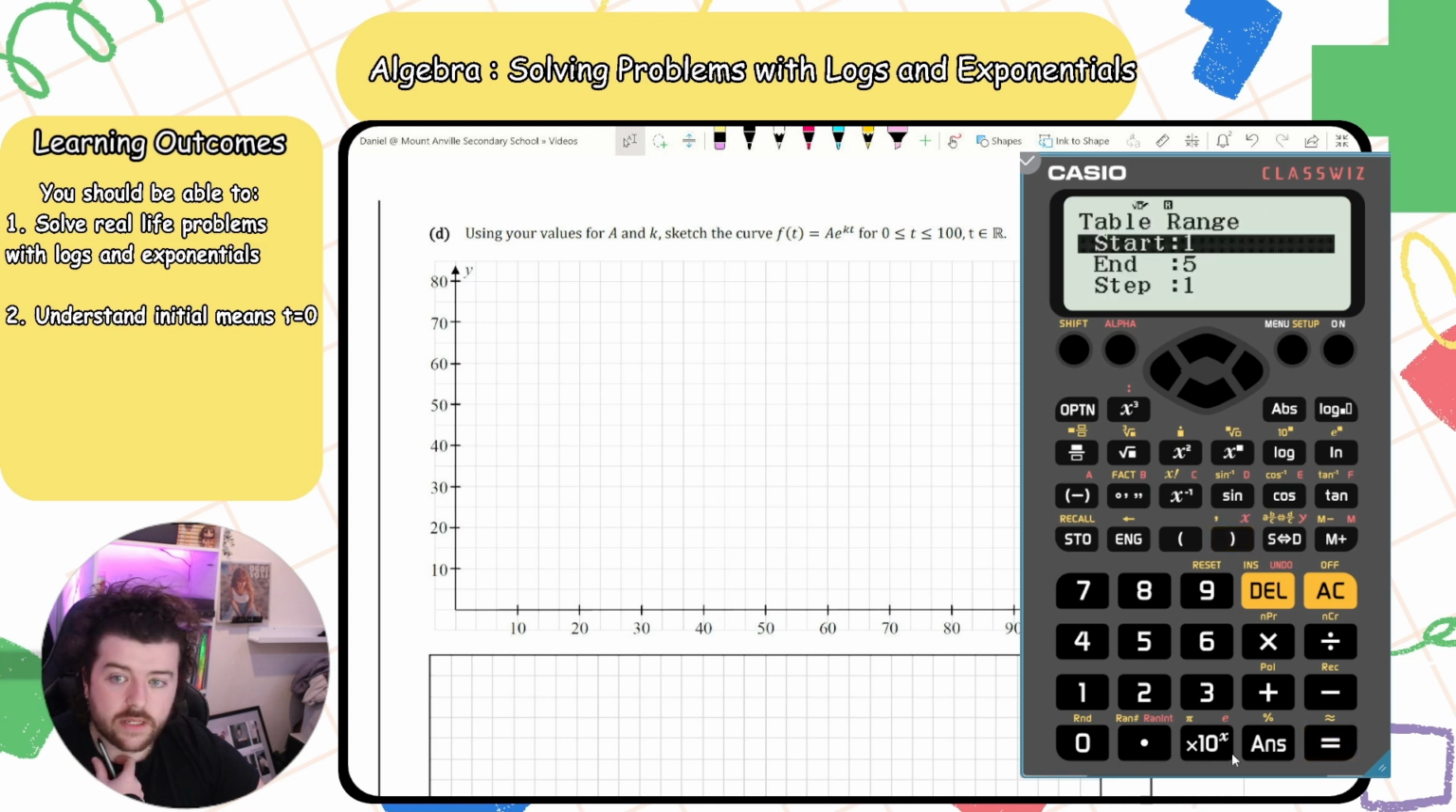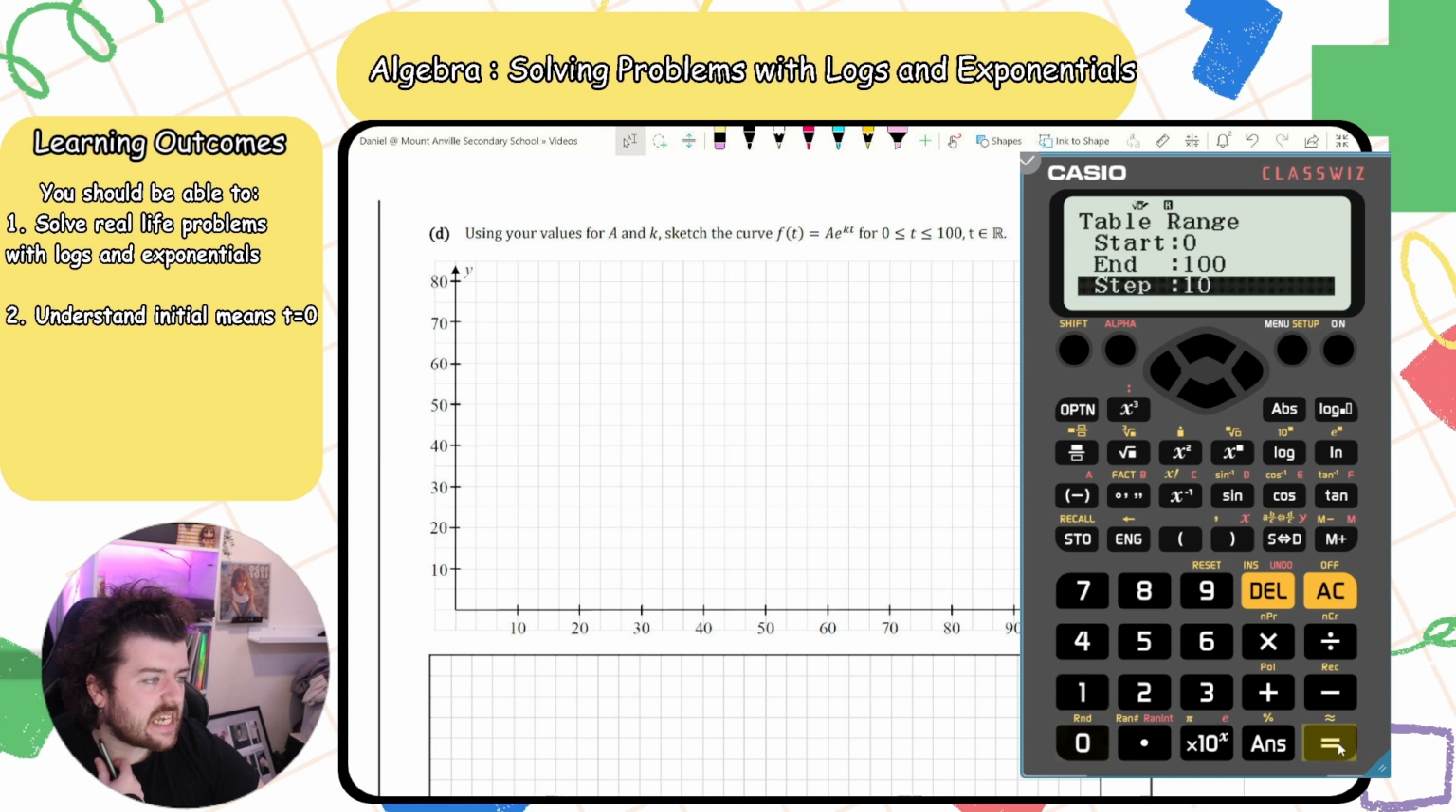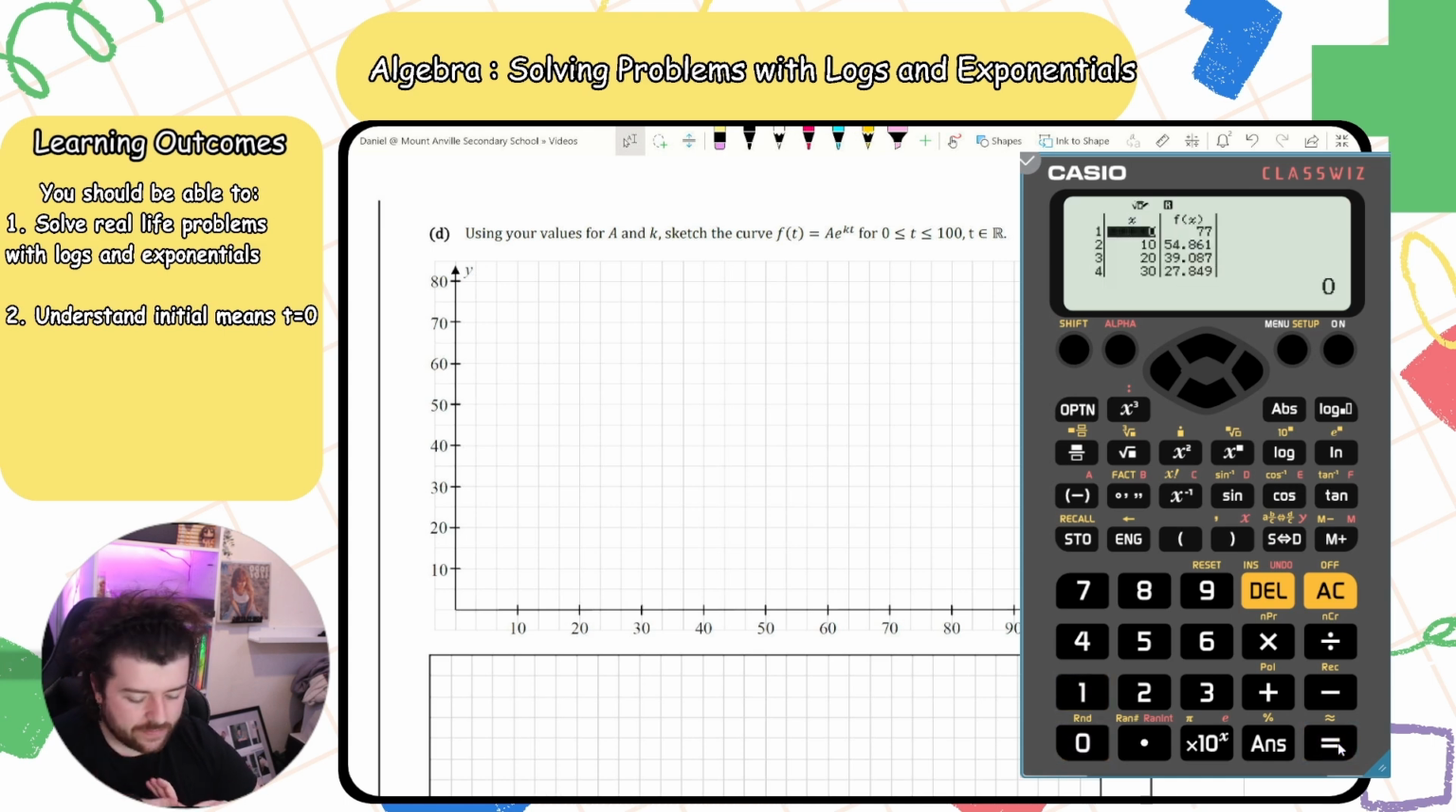So I'm starting from 0. I'm ending at 100. And I'm going to go up in tens. So there we go. When x is 0 it is equal to 77. So that's going to be roughly here. And when it's 10, it's 54. So after 10, it's 54. So it's going to be around here. 54, just there. After 20, 39.